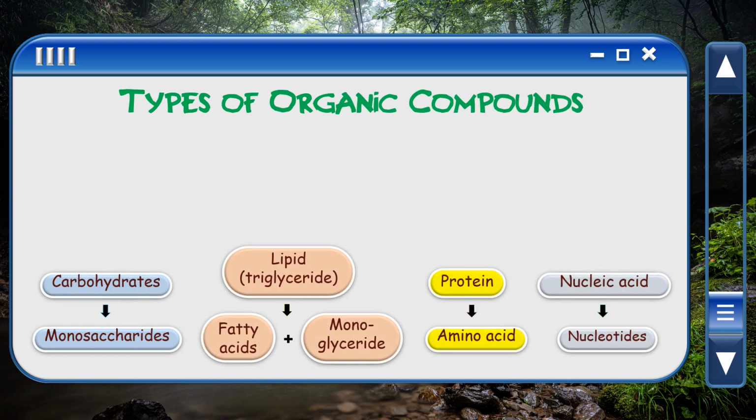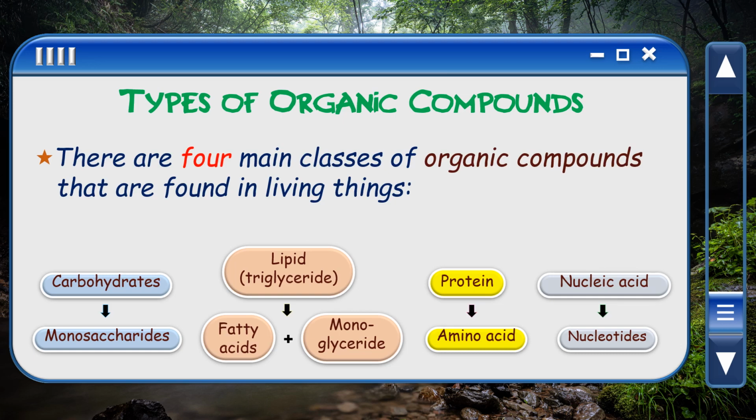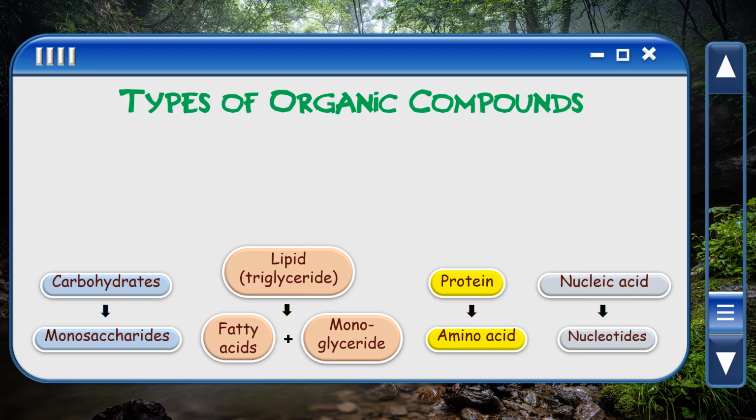Now, let's look at the different types of organic compounds. There are 4 main classes of organic compounds. And these ones, we find them in living things. For example, we have the carbohydrates, we have the lipids, we have the proteins, and we have the nucleic acids. Those are examples or types of organic compounds that we find in living things.